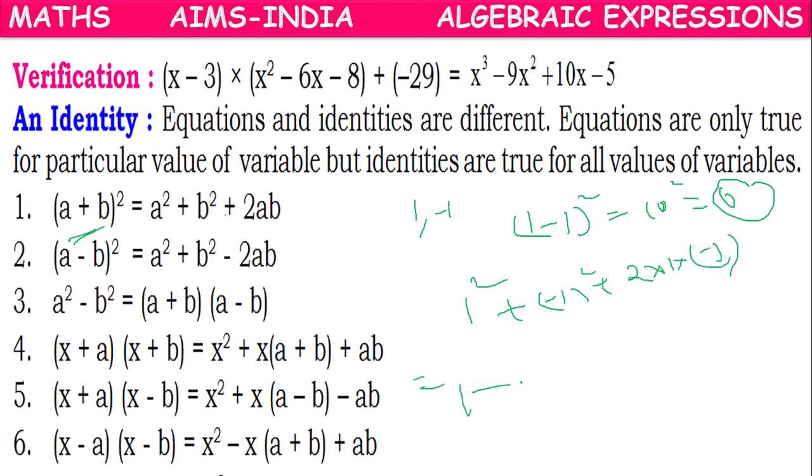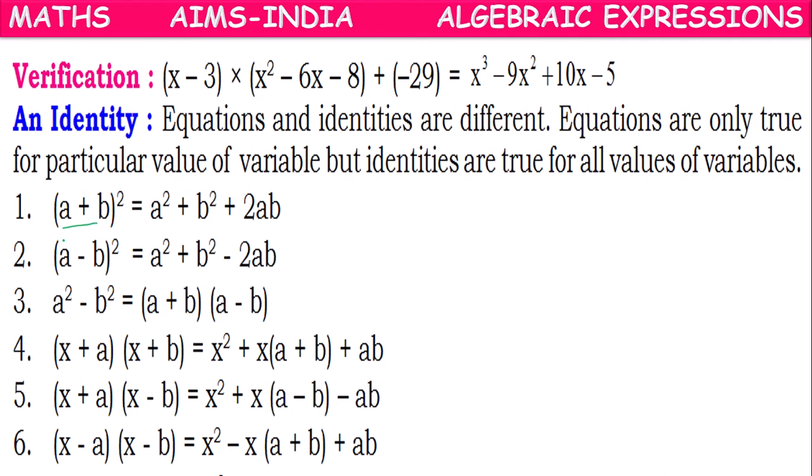So 1 square is 1, and minus 1 whole square also becomes 1 because of the even exponent, plus 2 into 1 into minus 1, which is minus 2. 1 plus 1 is 2, 2 minus 2 is equal to 0. So for negative integers also it is correct.